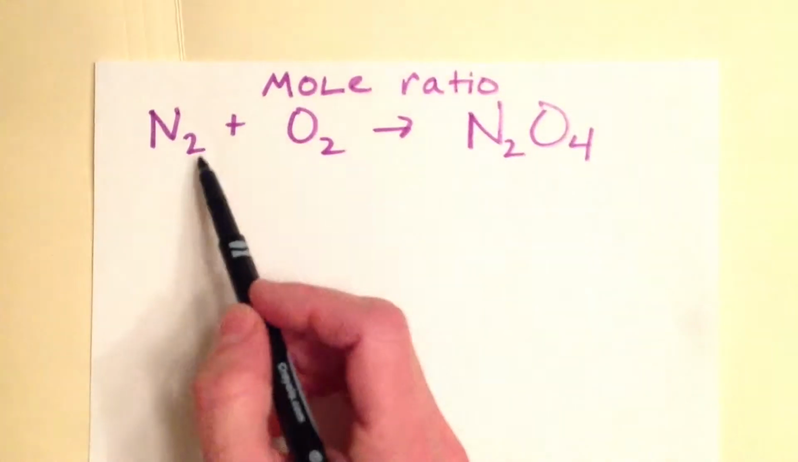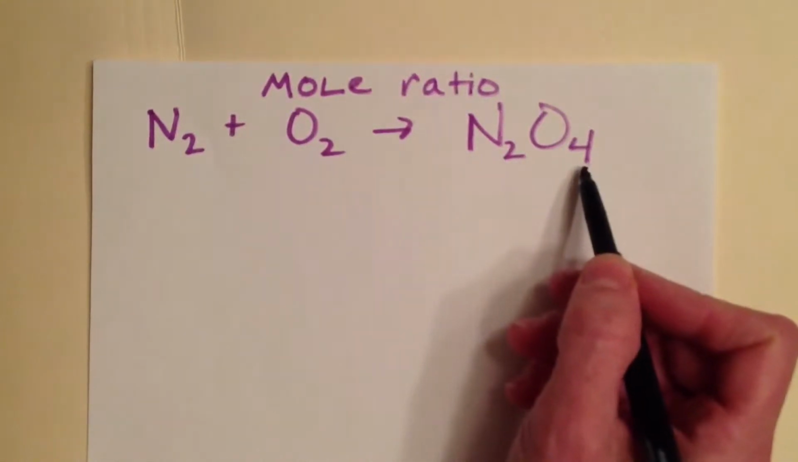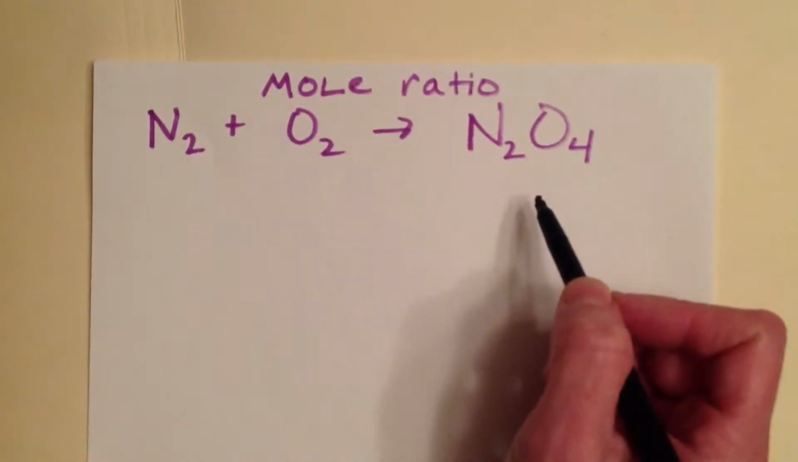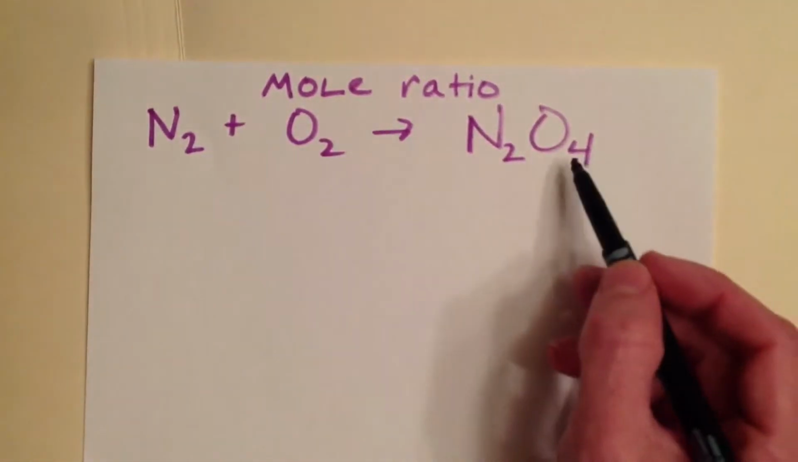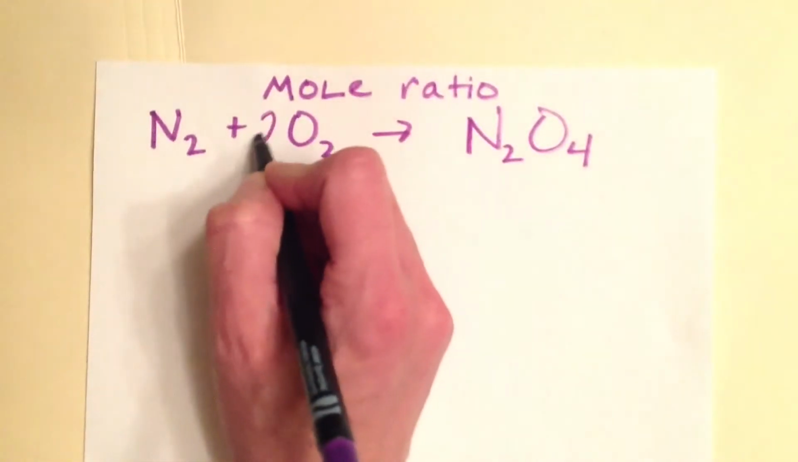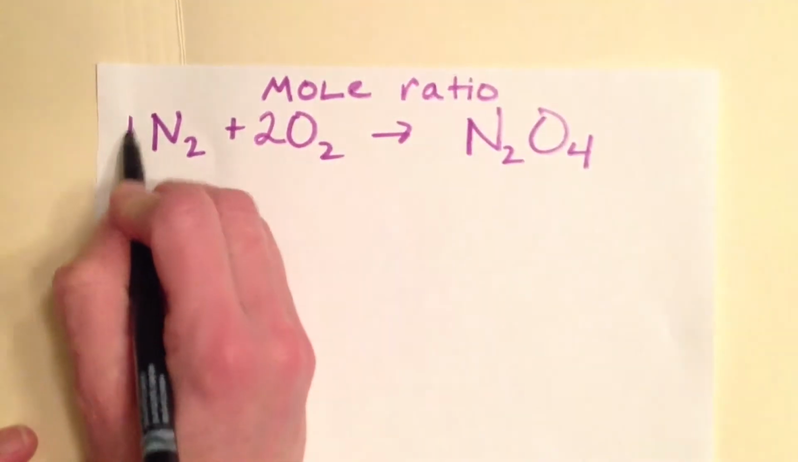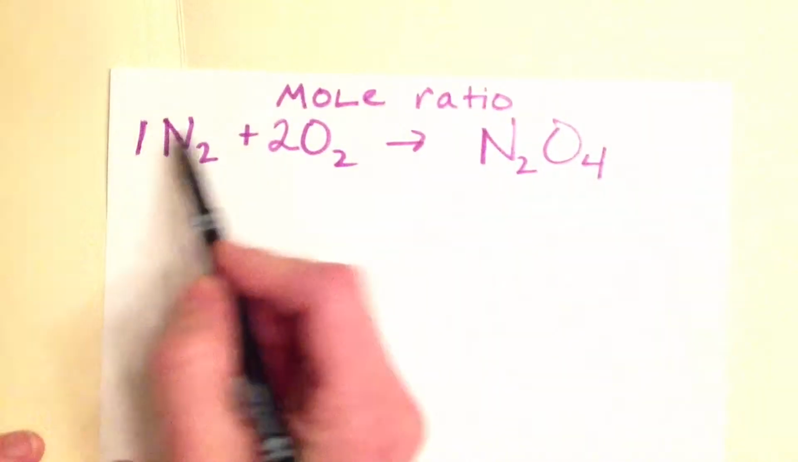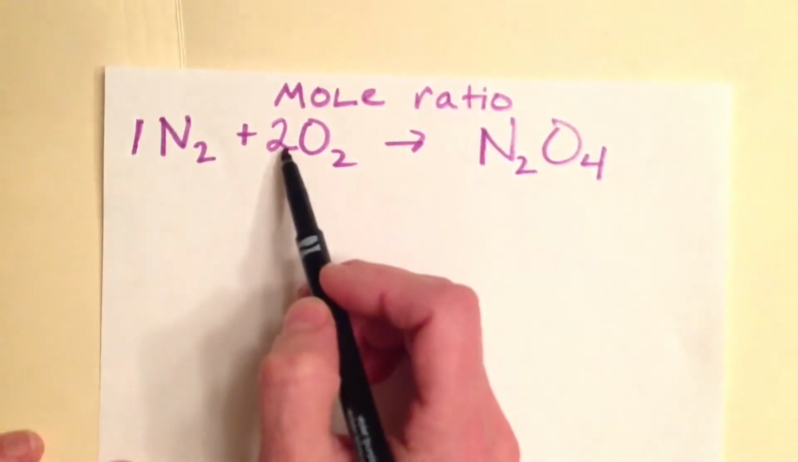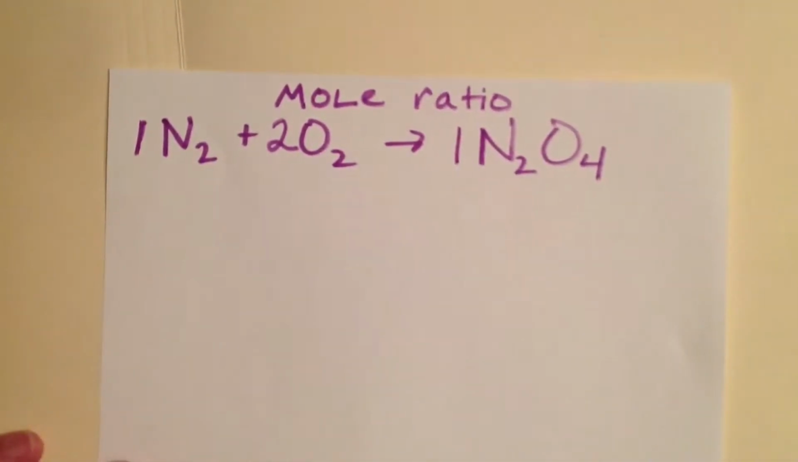So in this equation where nitrogen reacts with oxygen to form dinitrogen tetroxide, we have to go through and make sure it's balanced. 2 nitrogens, 2 nitrogens, 2 oxygens, 4 oxygens. I have to go ahead and put a 2 there. So the new mole ratio, or the mole ratio that balances the equation in the reduced form, is 1 mole of nitrogen for every 2 moles of oxygen to give you 1 mole of dinitrogen tetroxide.